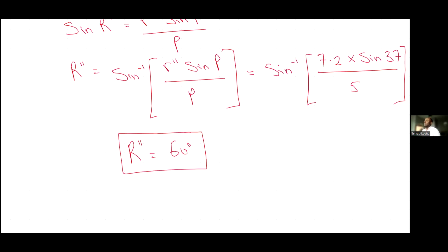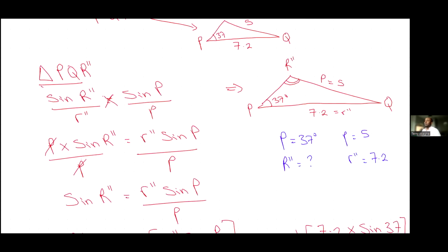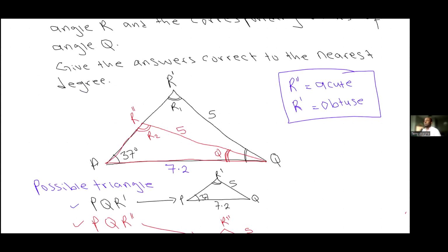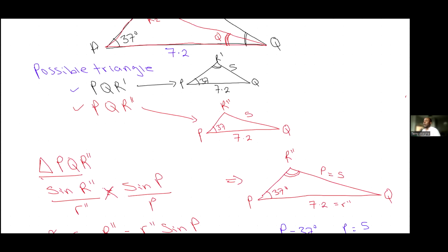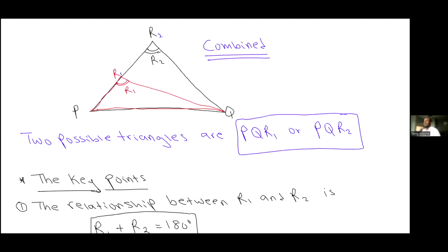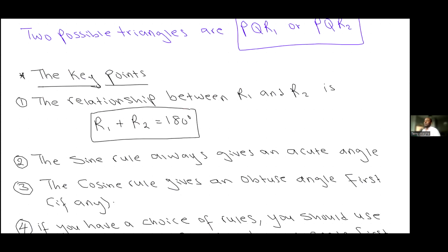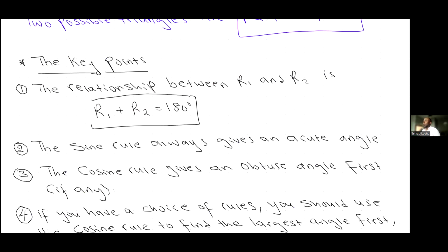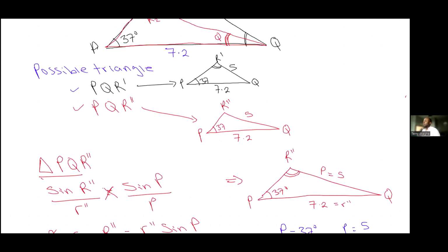So we found R double prime, okay? Now we can find R prime, which is the black one. Remember I told you in the previous slide that the relationship between R1 and R2 is that R1 plus R2 is equal to 180 degrees. Are you seeing it? So therefore, we can now get R1 from this.